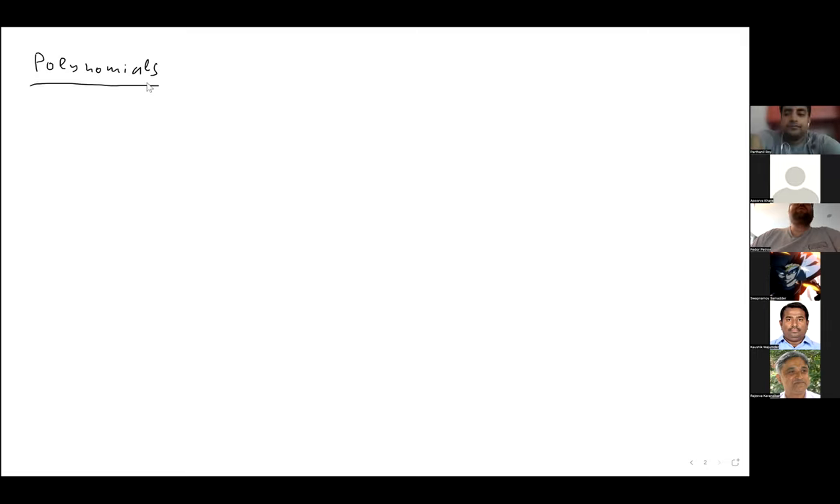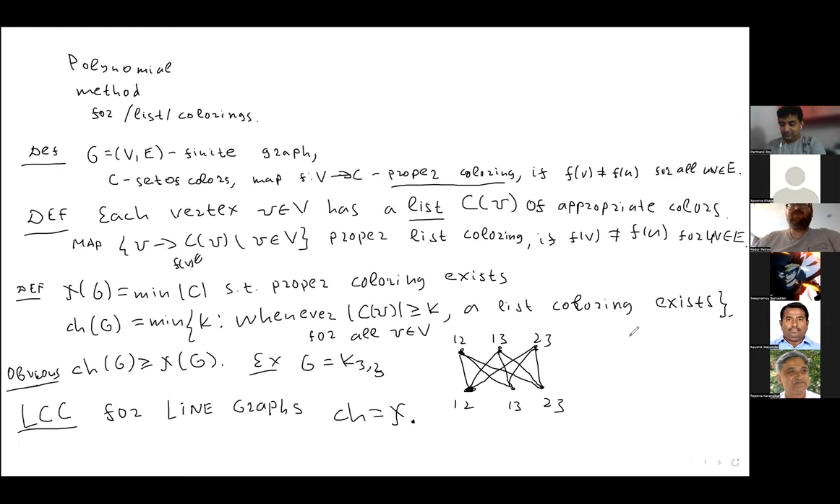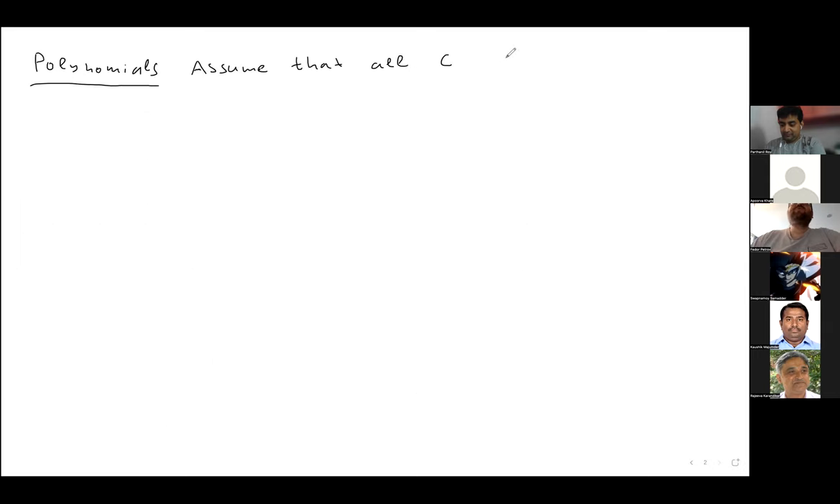Okay. So imagine that all your colors are real numbers. Of course, because we have finitely many finite sets, we may always think that this is the case, because we may map different colors to different real numbers. Assume that all, how did I denote it, C V or C of V? C of V, okay. I assume that all C of V are subsets of real numbers.